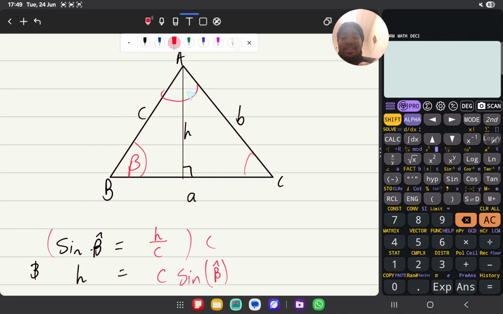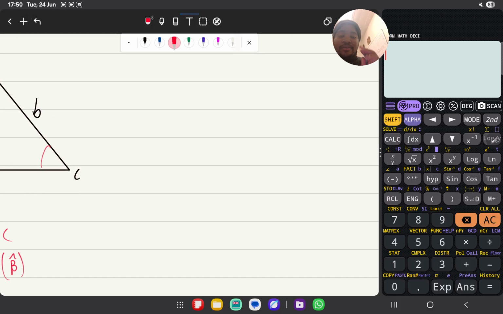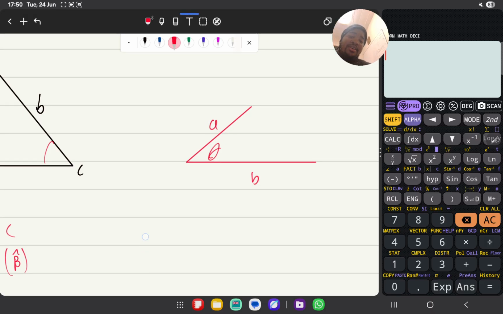If this is the angle that you have, let me just call it theta. If A is the angle you have, then the area of triangle ABC is equal to what? Half multiplied by C multiplied by B multiplied by sine theta, right? So whenever we use this rule, this is basically all you need. You need this angle, you need this side and this side, right?